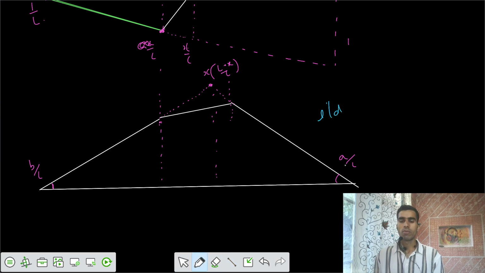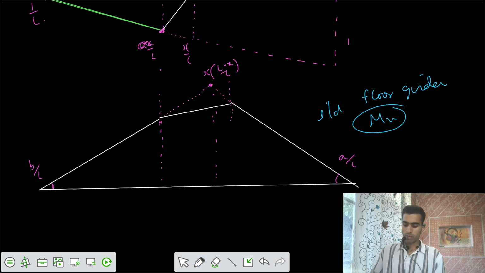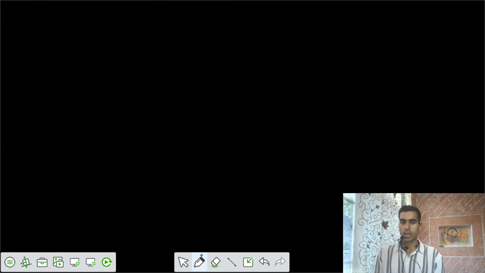ILD in the floor beam, floor girder, for moment at any section x. So let's go for problem 1. That is the first and the final problem of the floor girders we have.